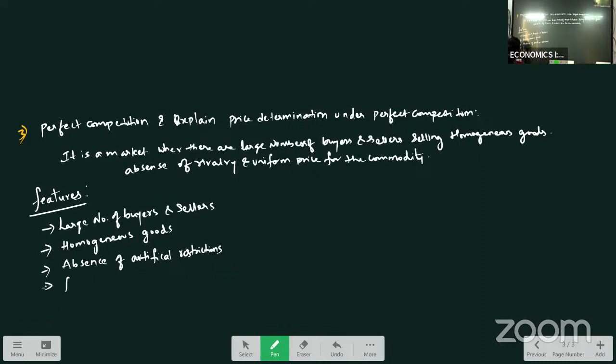One more important feature, there is free entry and free exit of the firm. Next, perfect mobility of factors of production. Also, we can say absence of transport cost.